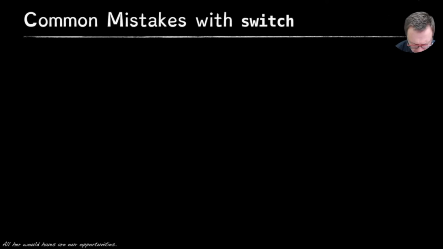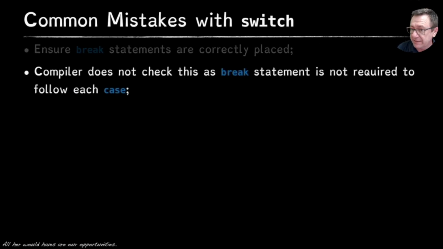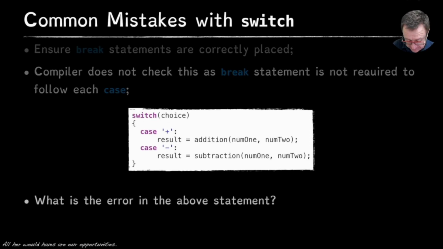So what are some of the common mistakes that get made with switch statements? Let's have a look. Get the breaks in the correct place. The compiler doesn't check the break statement. It's not required for each case, so we need to make sure we get that correct. So here, you can see this common mistake: switch case positive plus result negative. There's no break, so if you recall, it just keeps going. What error do we have?